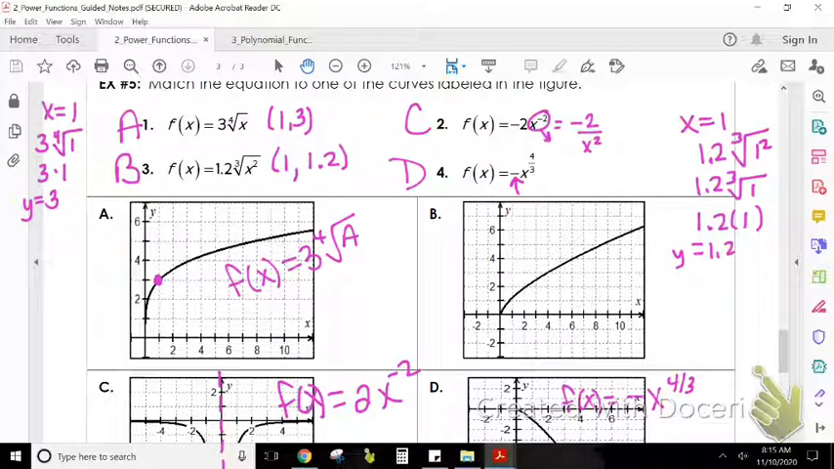And so if we look at this, we go to 1, and that's a little bit above the 1. So therefore, it is our answer. And so we know that B is f of x equals 1.2 times the cube root of x squared. All right, so moving on along.